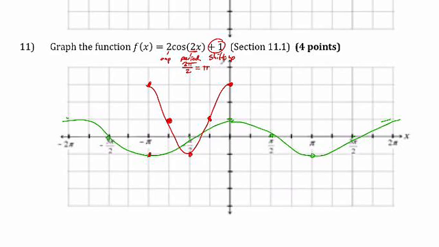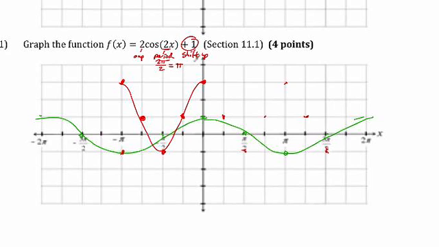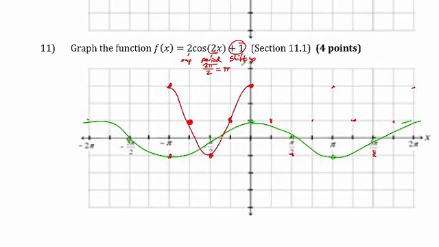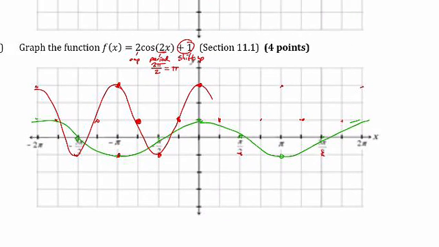And the nice thing is, once you have one full wave, it just repeats itself. You can just follow that same pattern for the rest of the curve. So start off by graphing a couple key points and then continue the pattern on. So our final graph looks something like so. That's a pretty good cosine wave, if I may say so myself.